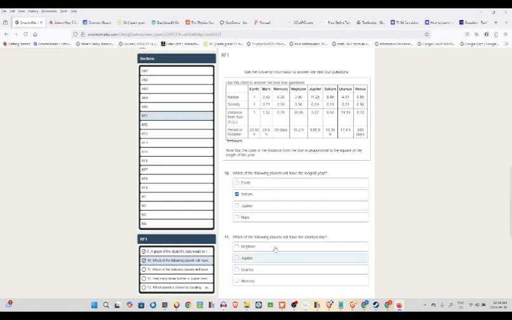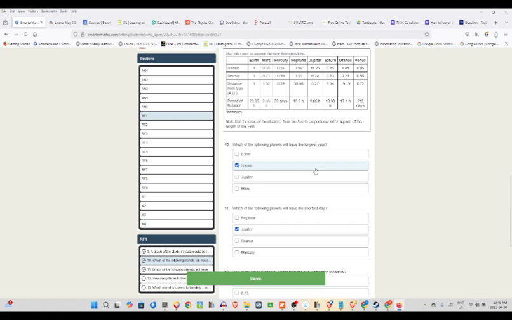So the shortest day, we're looking at these. Some of these periods of rotation are measured in days. We want hours for sure. So Neptune, Jupiter, Uranus, and Mercury. Mercury is 59 days, that's out. Neptune, 16.2 hours, so that's the lowest so far. Jupiter is fewer hours, and Uranus is 17. So of these, it is Jupiter at about 9.85 hours.